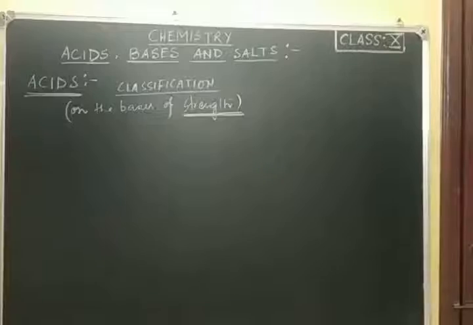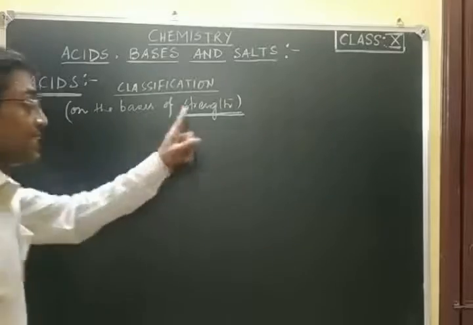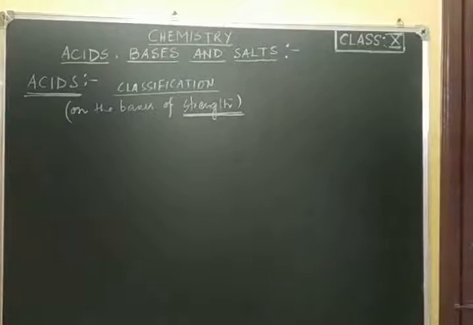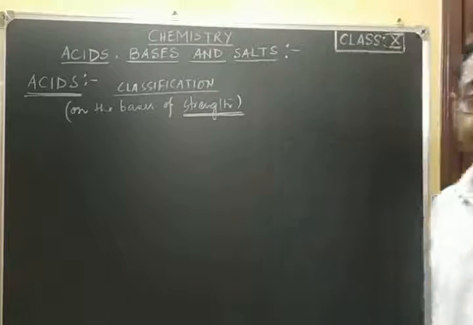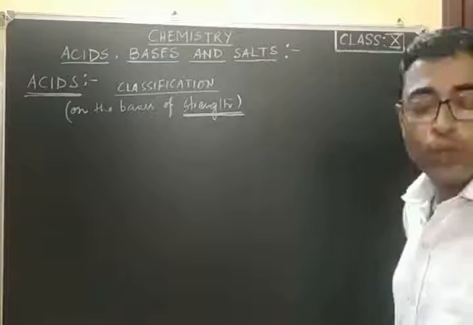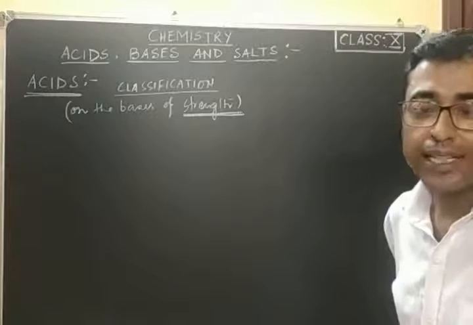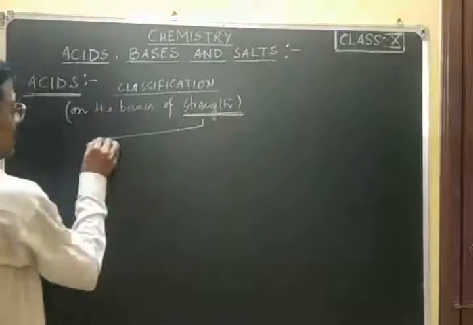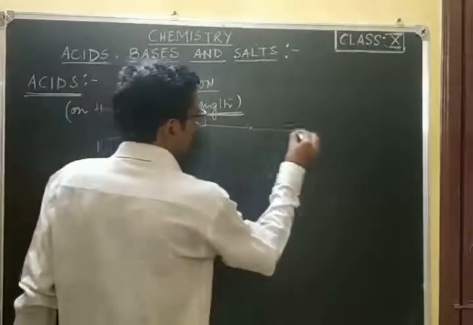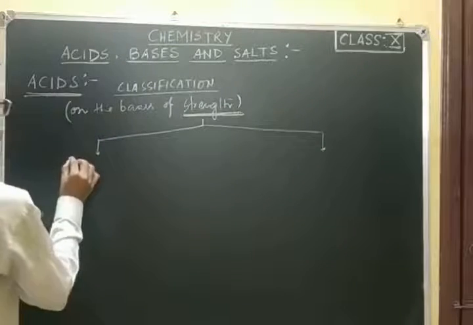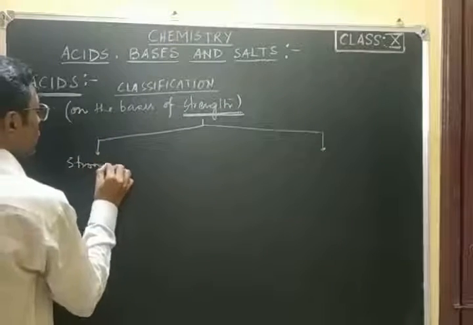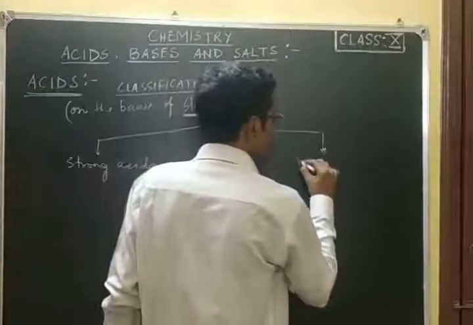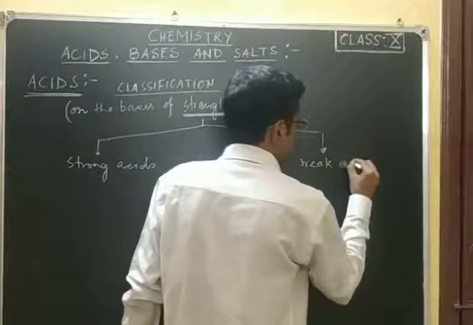Now the classification is on the basis of strength. Classification of acids on the basis of strength. Remember, with respect to this, acid can be classified basically into two categories. One is called strong acid, another is called weak acid. So we can classify the acid according to their strength as strong acids and weak acids.